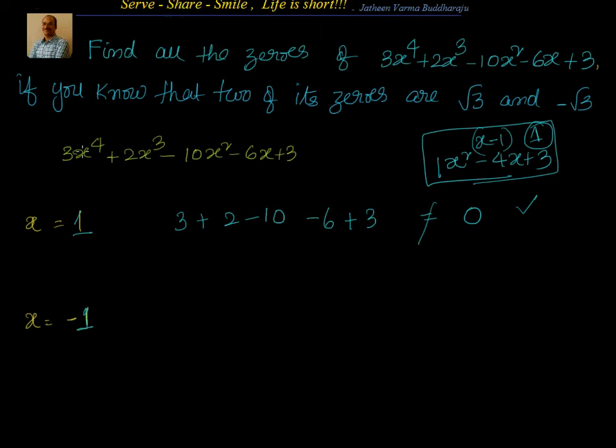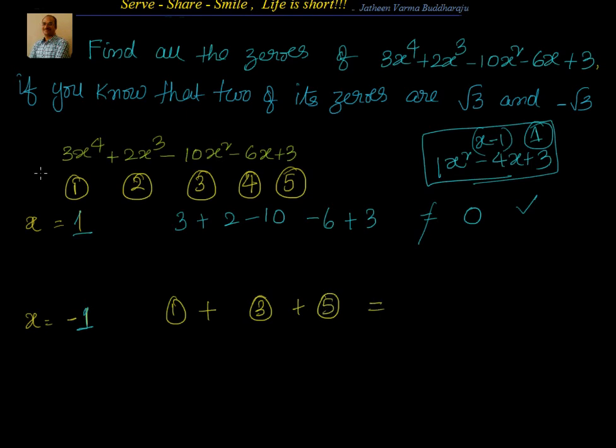Now how to check for minus 1? You know minus 1, whenever you multiply, if the power is even, it becomes positive. Whenever it is odd, it becomes negative. So for minus 1, we should look at all even positions and odd positions. Let us say this is position 1, position 2, position 3, position 4 and position 5. Now what are the odd ones? Odd ones are 1, 3 and 5. 3 minus 10 plus 3, that's equal to minus 4.